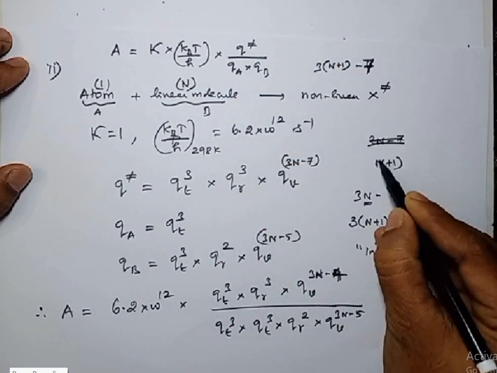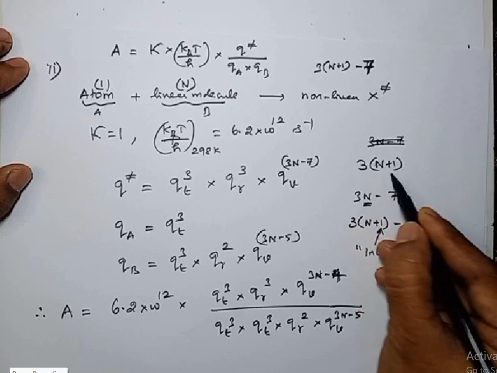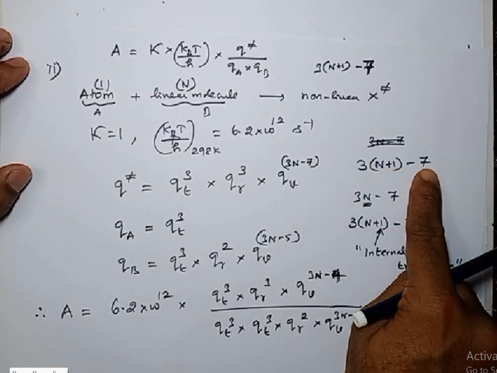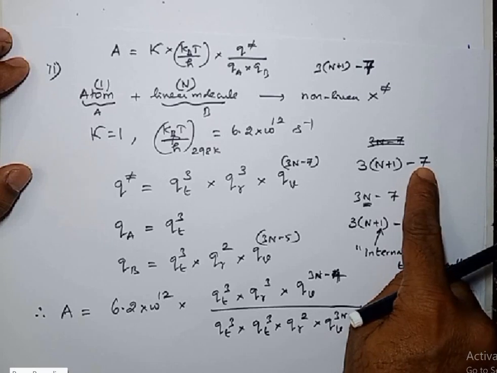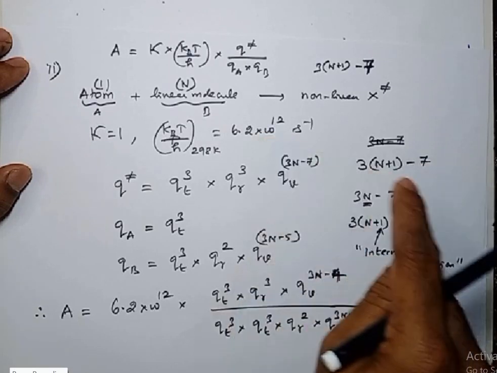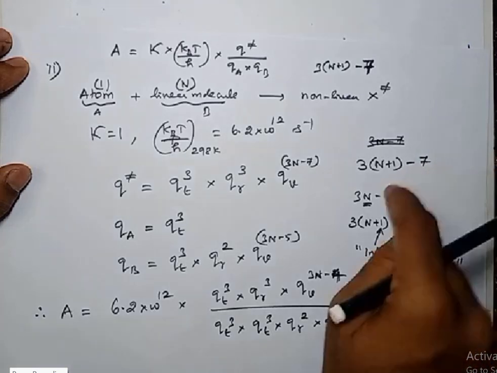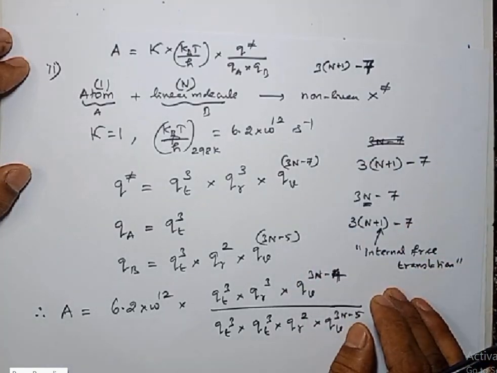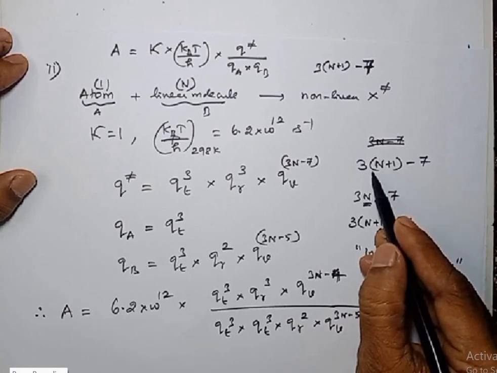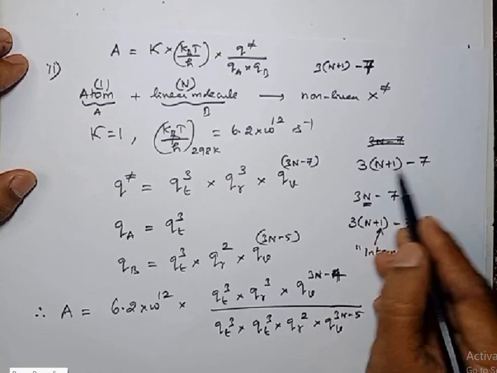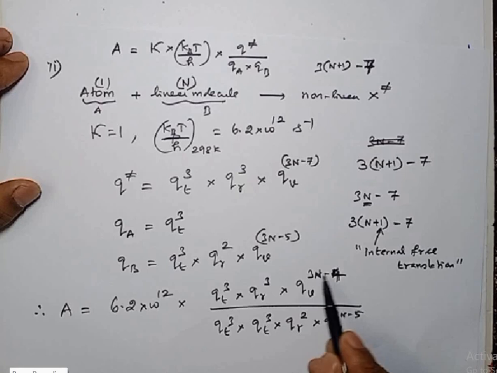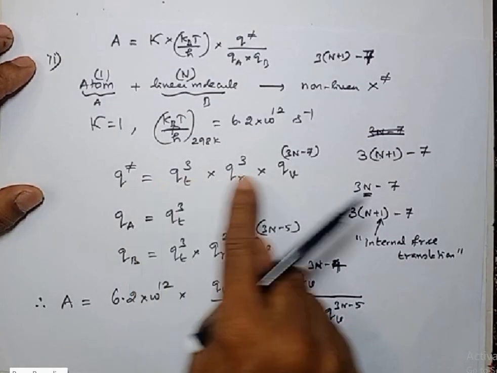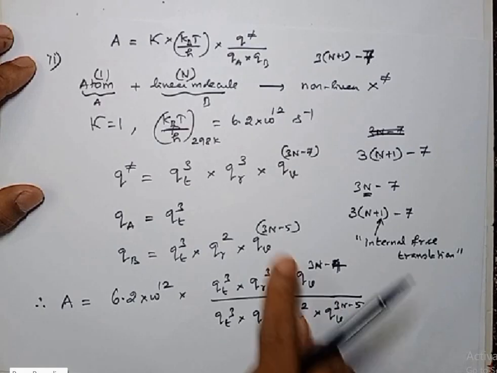N plus 1, multiply this by 3 and subtract 7. Because you know very well, the activated complex has 1 vibrational degree of freedom less. So instead of minus 6, you put minus 7. Correct? And if you simplify this, you will get 3n plus 3 minus 7, which is 3n minus 4. That's why I put 3n minus 4 here. And for a normal molecule, it is 3n minus 5.